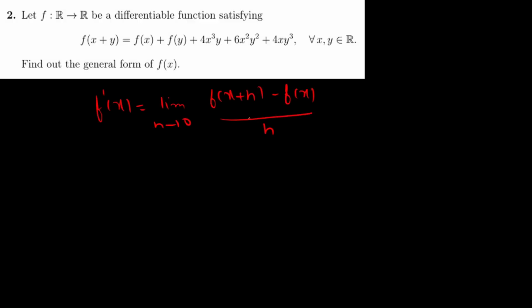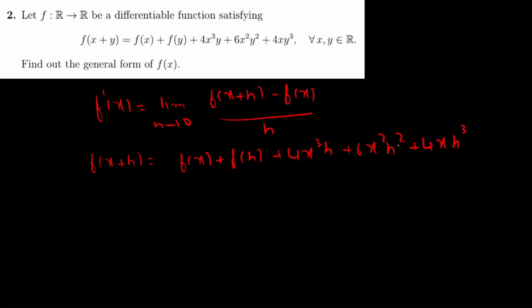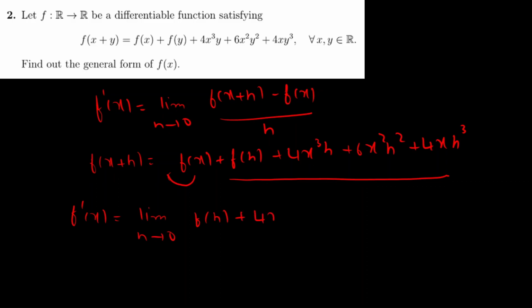Again, if I replace y with h in the equation, I get f of x plus h as this. Now I will substitute this into our equation. If I take this f of x to the LHS, I get f of x plus h minus f of x equal to this expression. I'll substitute it in the limit. f dash of x equal to limit h tends to 0, f of h plus 4x cube h plus 6x square h square plus 4x h cube divided by h.